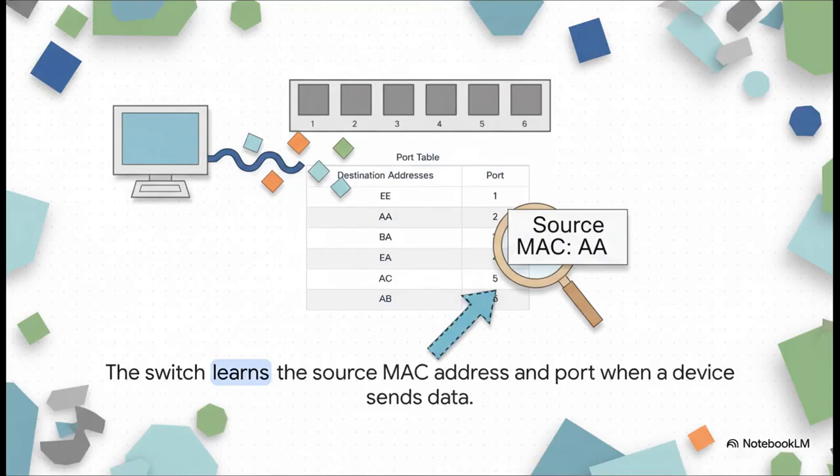But the learning starts the instant a device sends out its first piece of data. So let's say your computer plugged into port 2 sends out an email. The switch does something really clever. It peeks at that data, reads the sender's unique ID, that's the source MAC address, and it makes a little note: okay, device AA is on port 2. And boom, it adds that right into its address book.